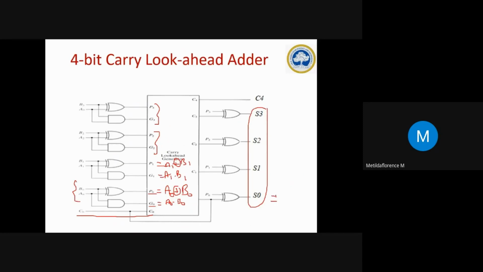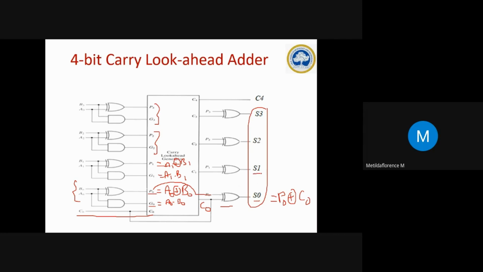I said P0 XOR C0, right? So here we got the output. Now, this is C0, and from here internally you will get P0 here. So C0 and P0 through the XOR gate will give you the sum 0.